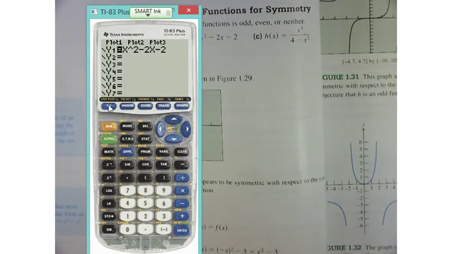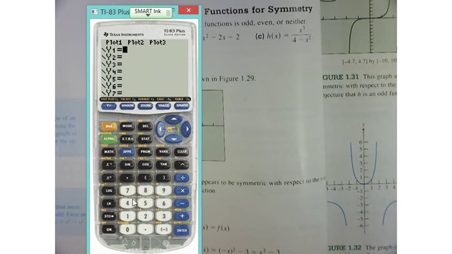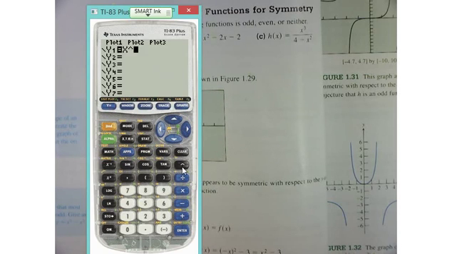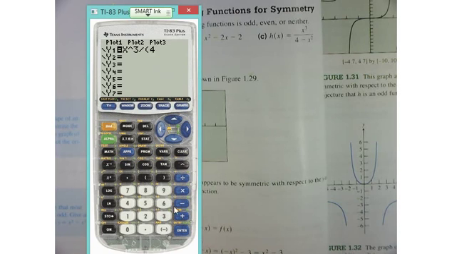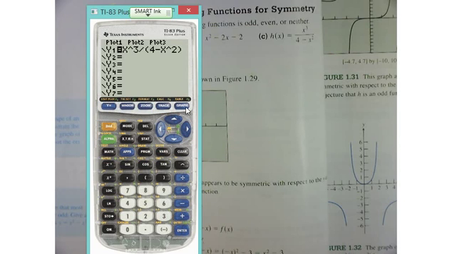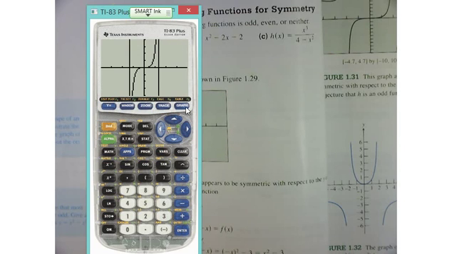Now this next one is x cubed over 4 minus x squared. So let's plug it in and see what we get. We're going to have x cubed divided by the quantity 4 minus x squared. Let's see what we get. Graphing. That looks symmetrical about the origin. How could I double check?